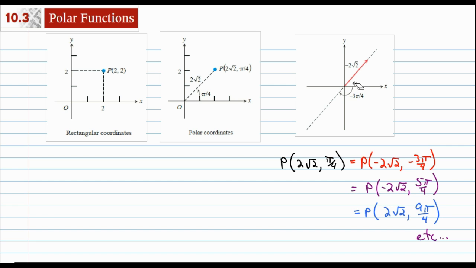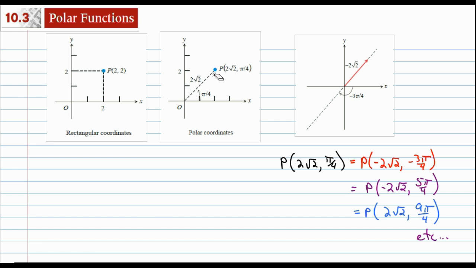Negative 2 square root 2 comma 5 pi over 4. So we could have gone 5 pi over 4 this way, ended up with that same ray, and then gone negative 2 square root 2, so backwards again. Or just 2 square root 2 comma 9 pi over 4, so a full rotation and a little bit, 2 square root 2. There's infinitely many ways to express a polar point.